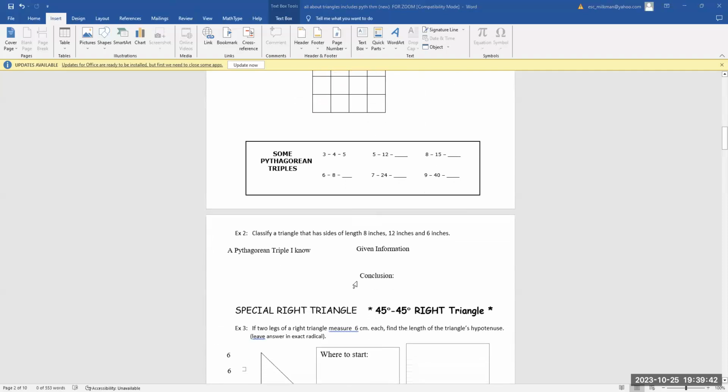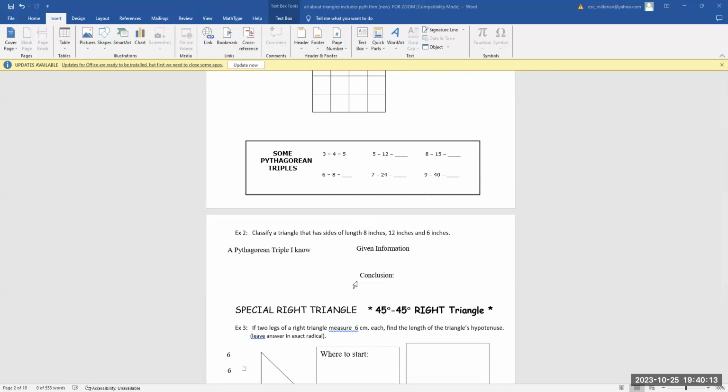Okay, let's go to the next page of your notes. Example 2 says classify a triangle that has sides of length 8, 12, and 6 inches. I want you to be very careful how I labeled these sides. 8, 12, and 6. 12 is the longest side, and so I have to make sure I understand that this has got to not necessarily in order of a Pythagorean triple.